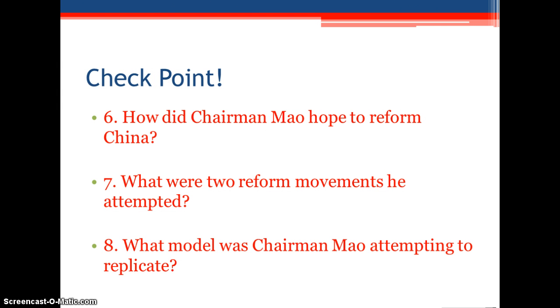Checkpoint number 2. How did Chairman Mao hope to reform China? You can list just the 3 areas here. Number 7, what were 2 reform movements he attempted? And number 8, what model was Chairman Mao attempting to replicate?